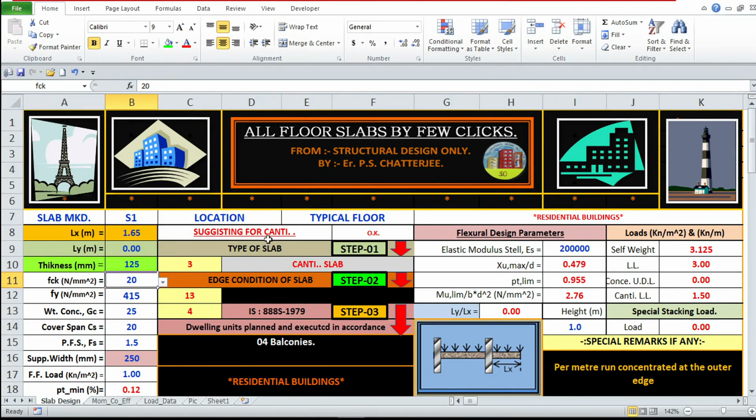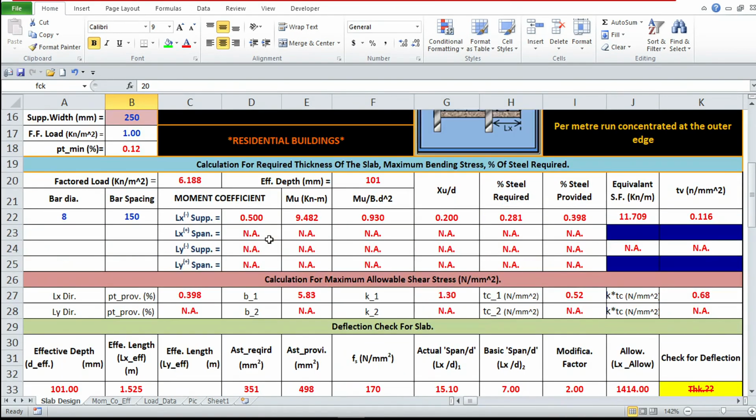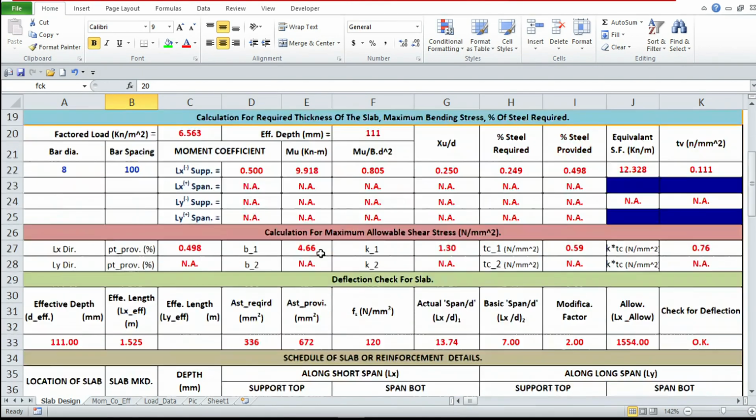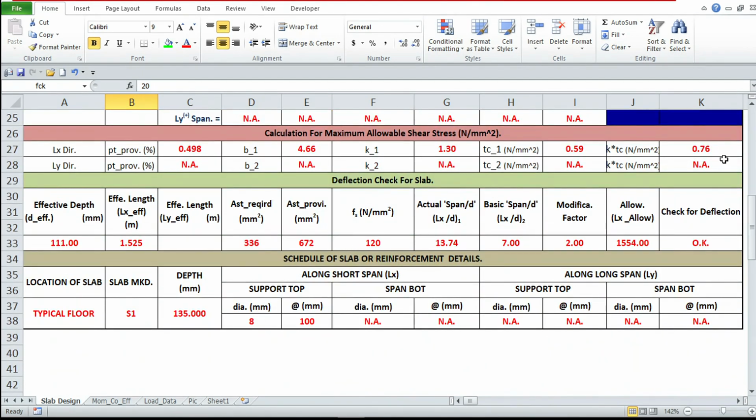125, not sufficient. Now we are reducing the spacing, not satisfying. 135. Now it is okay. So the schedule of slab or reinforcement detail will be 8 at 100 center to center.